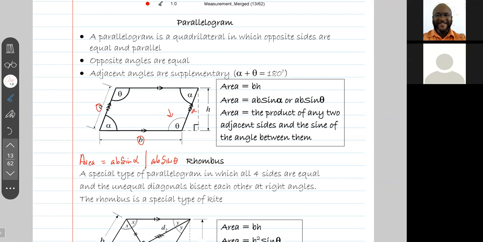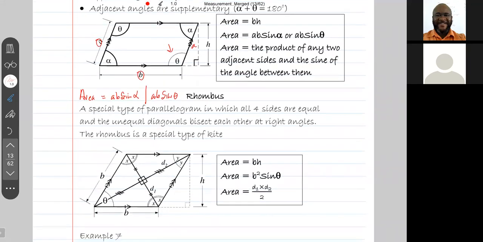So the area in this case is the product of any two adjacent sides and the sine of the angle between them. Guys, the area of a parallelogram is B times H, or the area of the parallelogram is AB sine alpha or AB sine theta.